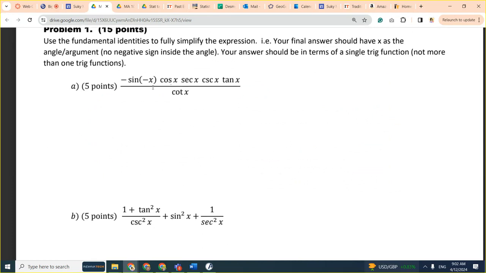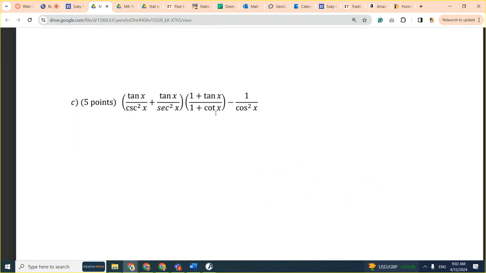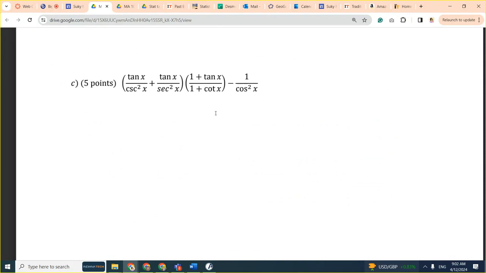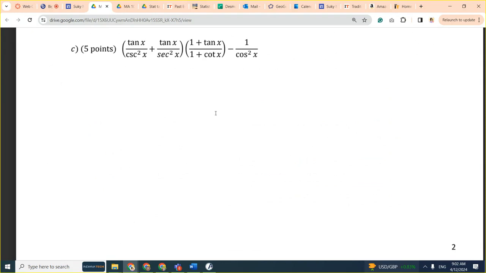If the angles are not the same, then you can use the double angle formula or half angle formula to make the angles the same. Okay, so those are the common rules. And when you see 1 plus cosine, think about the conjugate. What is the conjugate of 1 plus cosine? 1 minus cosine. Okay? And the conjugate of 1 minus sine is 1 plus sine.